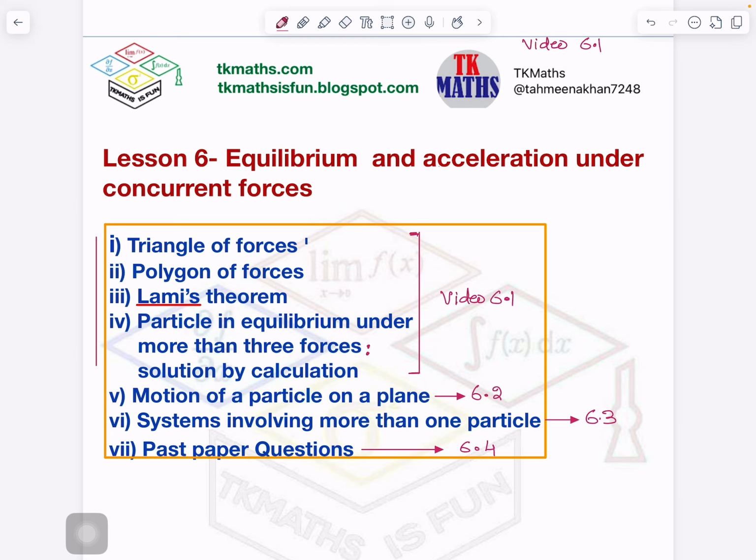So in this topic, which is on equilibrium and acceleration under concurrent forces, I have made 4 videos. You can see here how I'm dividing it. The first video, 6.1, which is the current one, will cover triangle of forces, Lami's theorem, polygon of forces, particle in equilibrium under more than 3 forces, and solution by calculation. So let's start.